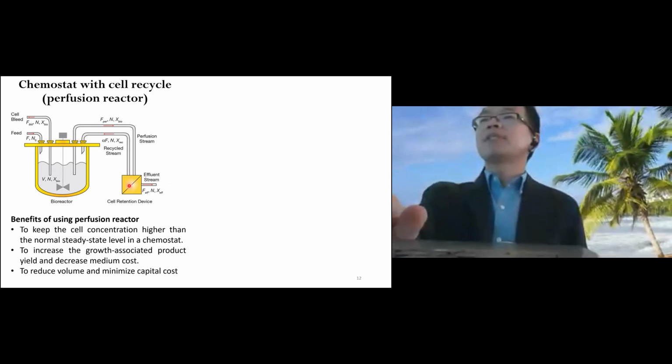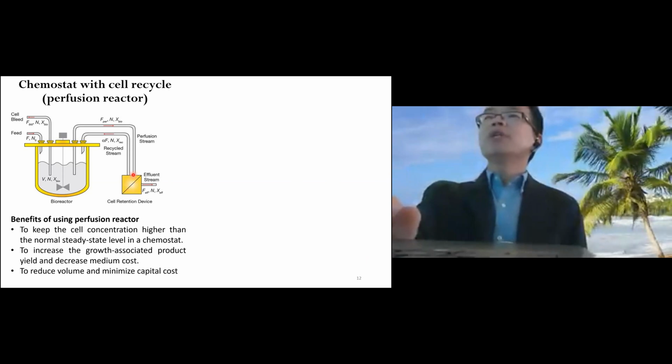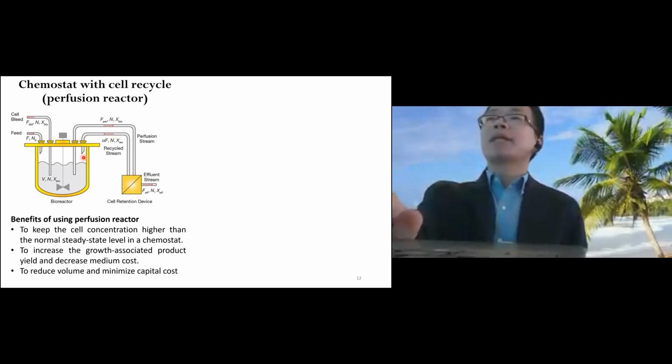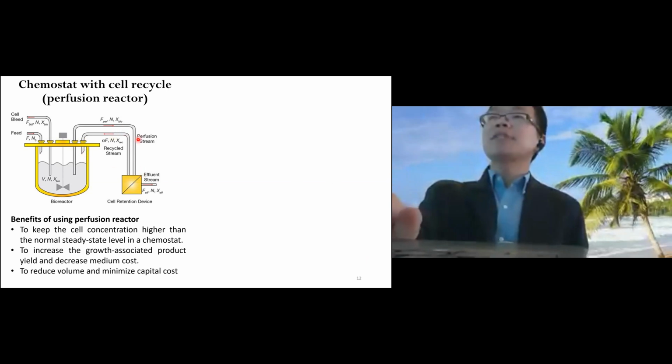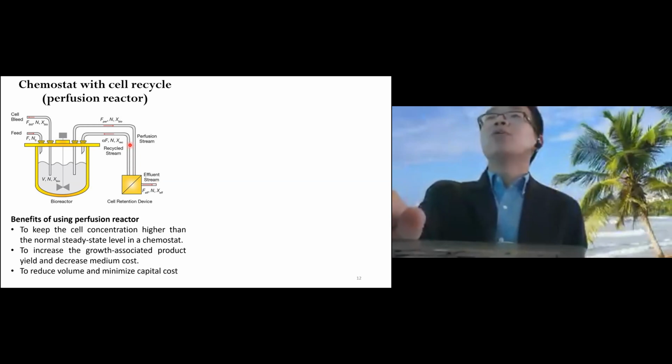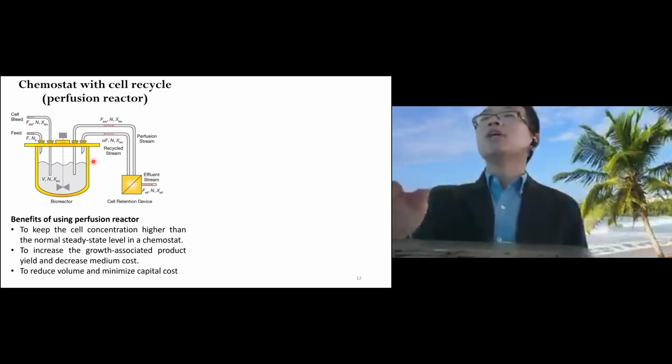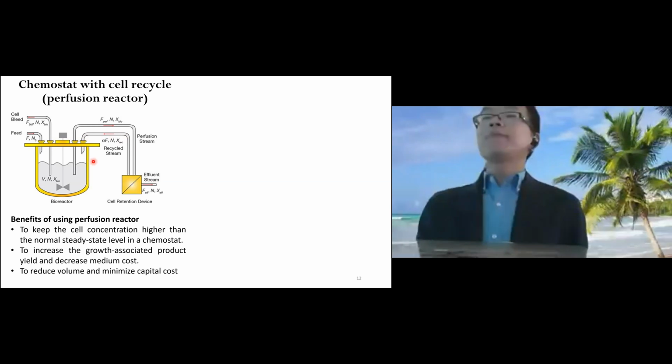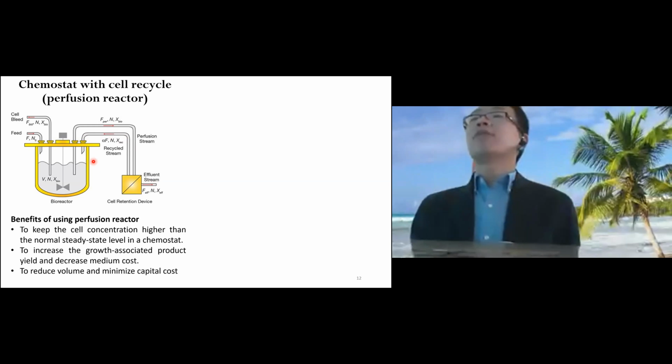In process engineering, people can design a specific cell retention device. Basically, they can pump some of the concentrated cells back to the bioreactor, and they harvest some of the broth. The broth contains some of the cells and some of the vaccine, the final product. But the concentrated cells, which are the factory for the vaccine, can go back to the bioreactor. So we can keep the cell concentration high in the normal steady state vessel.